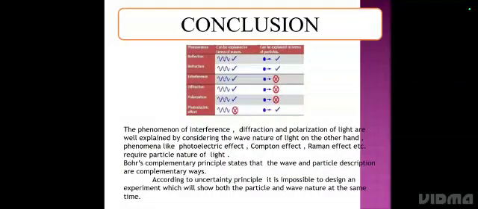Conclusion. Finally, we conclude that the phenomena of interference, diffraction, and polarization of light are well explained by considering the wave nature of light. On the other hand, phenomena like the photoelectric effect, Compton effect, Raman effect, etc., require the particle nature of light. The complementary principle states that the wave and particle descriptions are complementary ways. According to the uncertainty principle, it is impossible to design an experiment which will show both the particle and wave nature at the same time.